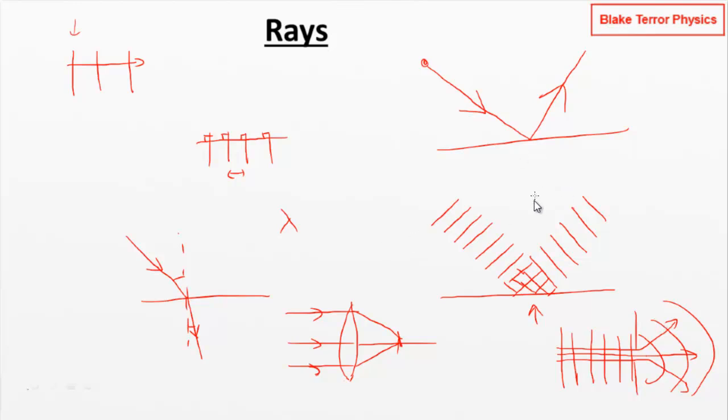It doesn't really matter too much. You can draw any of these for any of them really, but there's some that's just easier to do than others. Usually with reflection and refraction, we're going to do rays. For diffraction, we're going to do ray fronts. Just different ways of visualizing things.